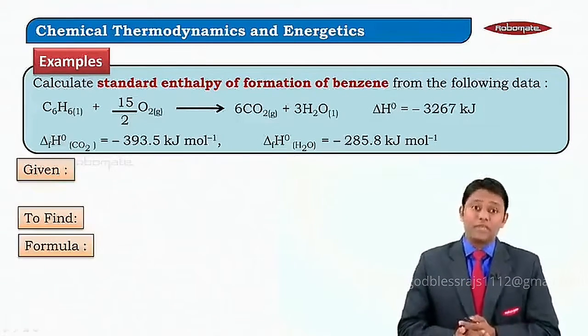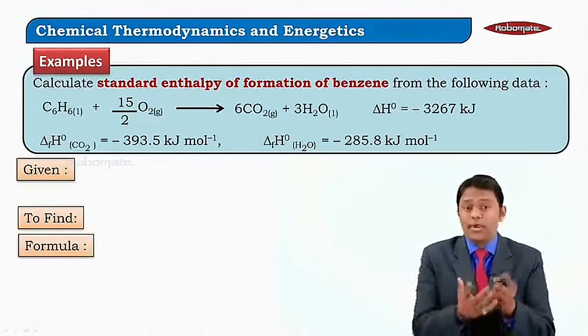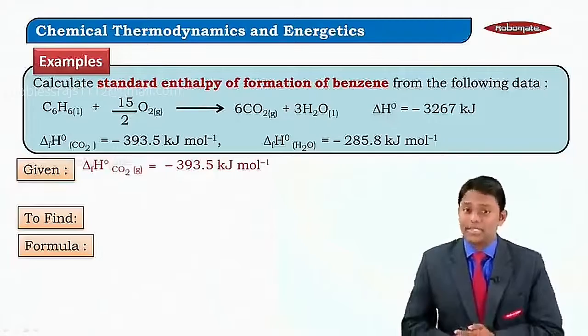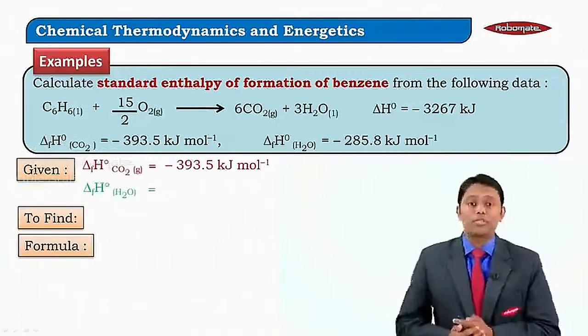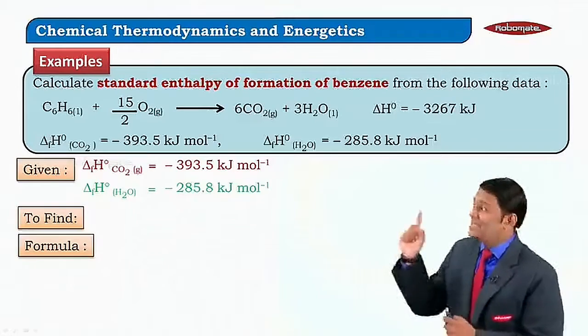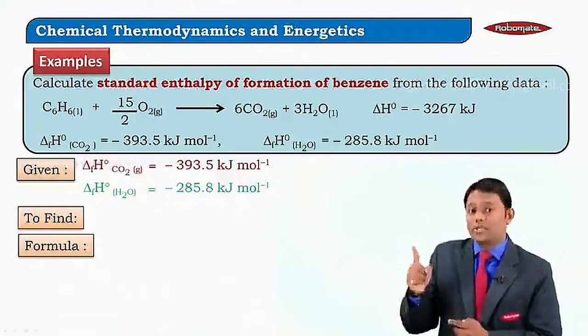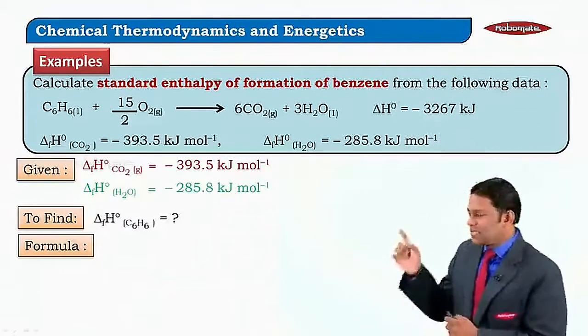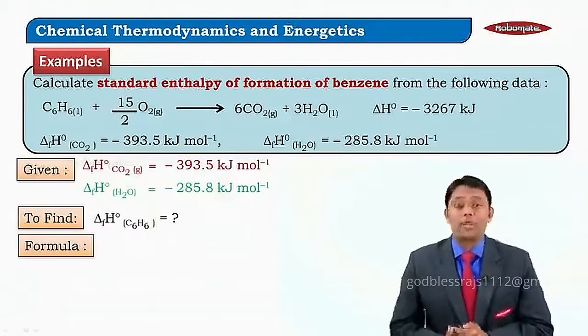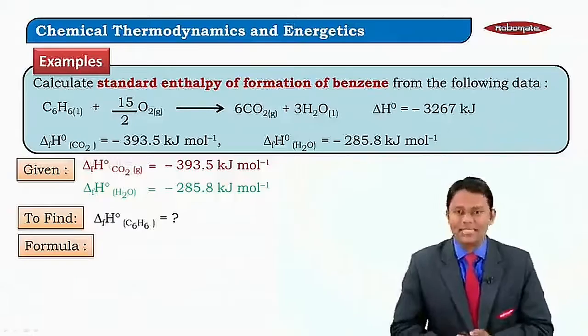The first thing which is given is the overall delta H, which has already been mentioned. Second is enthalpy of formation of carbon dioxide, and enthalpy of formation of water is also given. And we have been told to calculate the standard enthalpy of formation of benzene, that means the delta H for formation of benzene, that is C6H6.